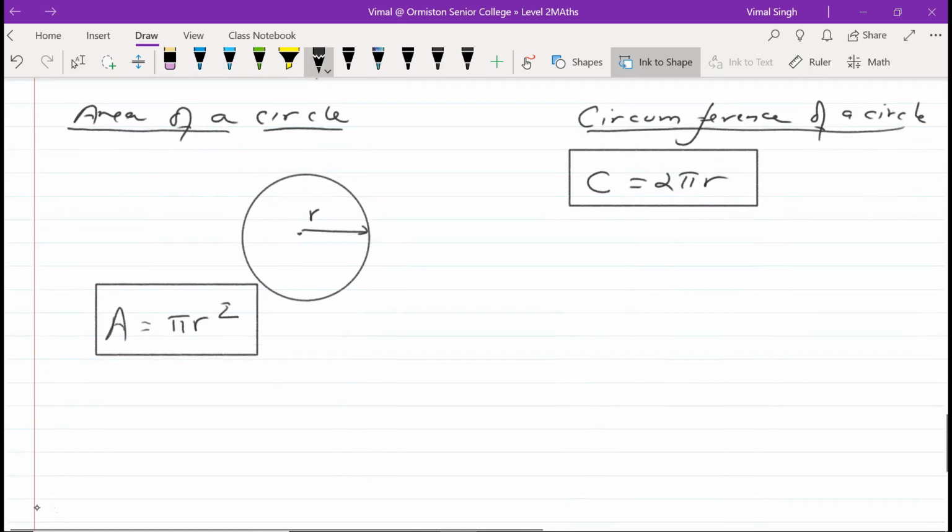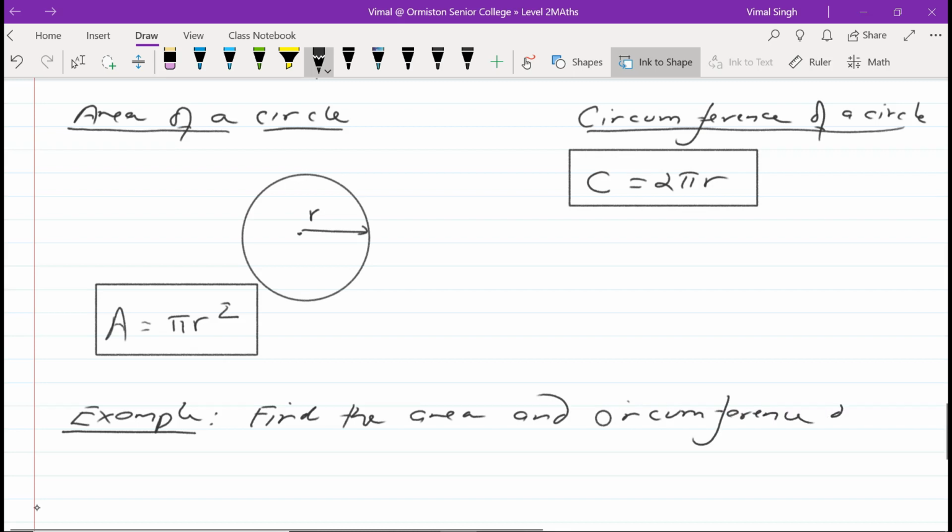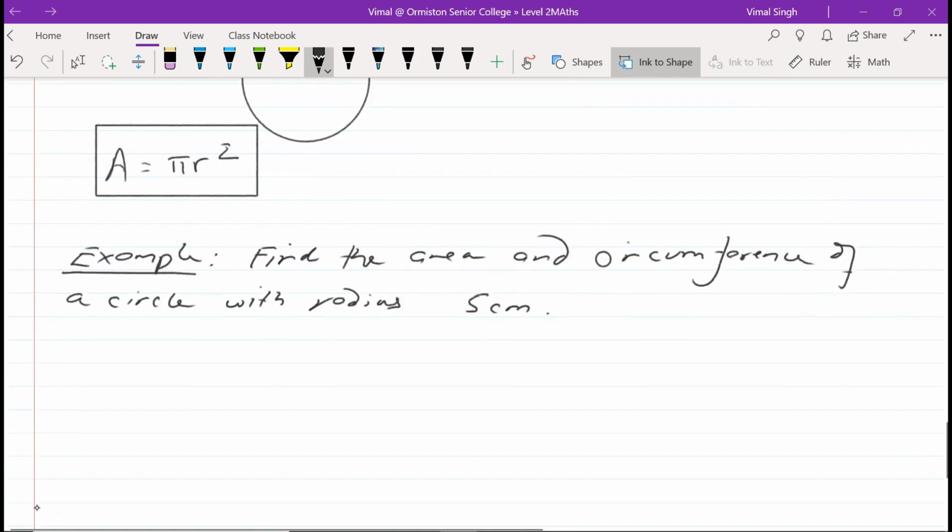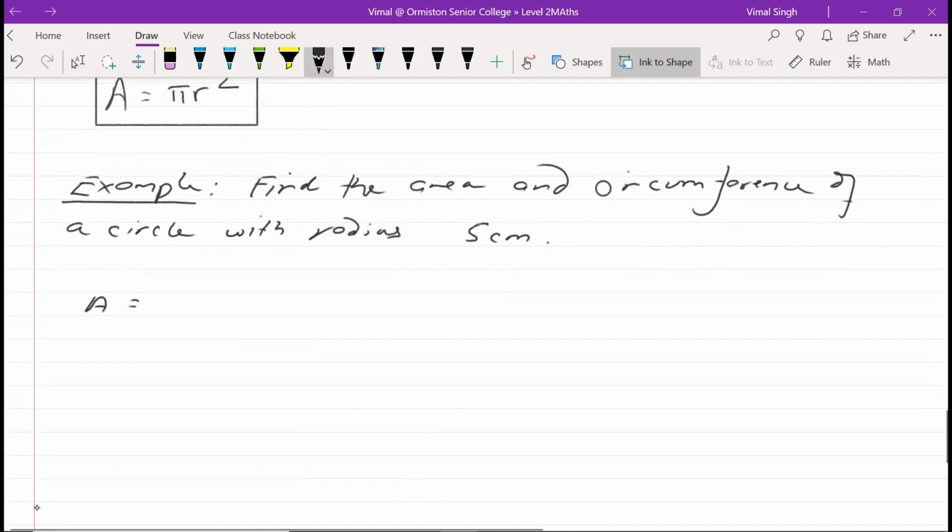Okay, so let's do a quick example. Find the area and circumference of a circle with radius 5 centimeters. So the radius is 5 centimeters. The area is going to be pi times radius squared. So in this case, pi times 5 squared, and that is going to be 25 pi centimeters squared. I'm going to leave my answer as 25 pi, but if you want to simplify that, you can use the value of pi from the calculator and work that out.